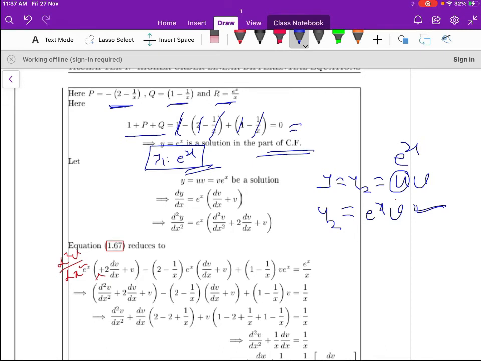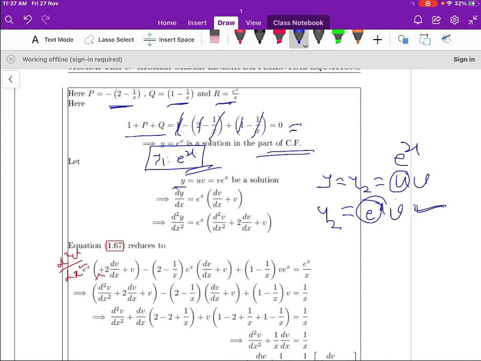Now y is equal to uv is a solution of the differential equation, that is v into e power x, where u is equal to e power x. That is found by using the inspection method, that is the first part of the complementary function.